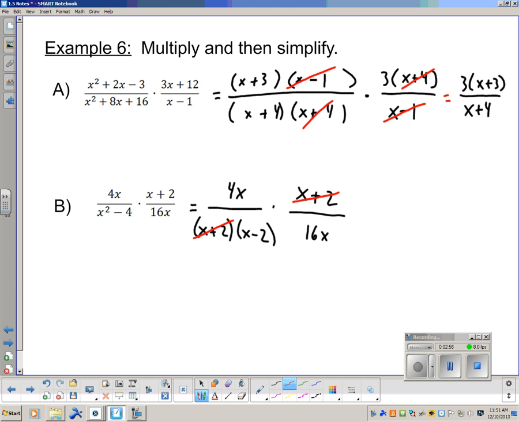And then note, look there, I've got a 4x and I've got a 16x. Those are just nice monomials, so I can go ahead and reduce those down as well. Looking at 4x and 16x there, 4x goes into 4x once. 4x goes into 16x 4 times. So now I can multiply straight across. I get 1 over 4 times x minus 2. And again, just leave it in that nice factored form. 1 over 4 times x minus 2.